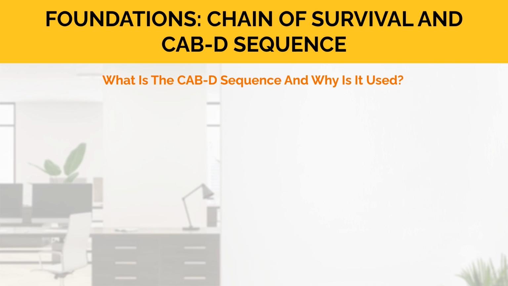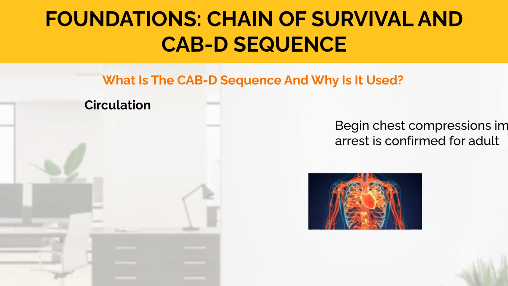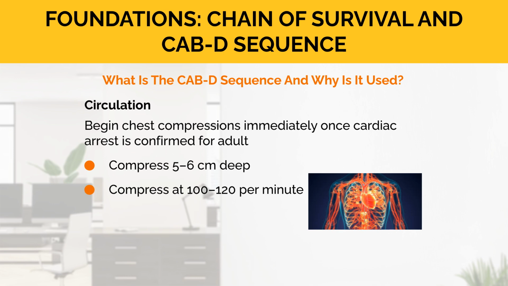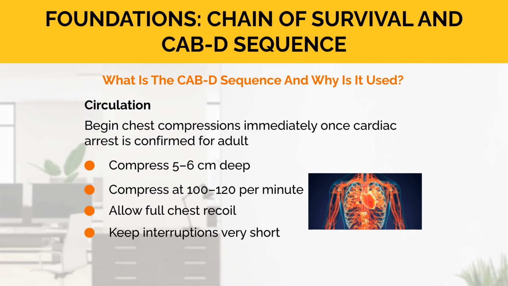Now, let's break down the CABD sequence. The letter C stands for circulation. Begin chest compressions immediately once cardiac arrest is confirmed for adults. Compress 5 to 6 cm deep. Compress at 100 to 120 per minute. Allow full chest recoil. Keep interruptions very short. Rotate compressors every 2 minutes if possible.